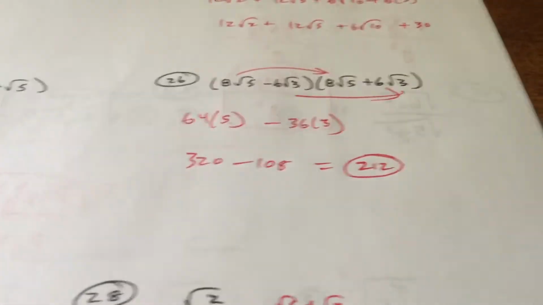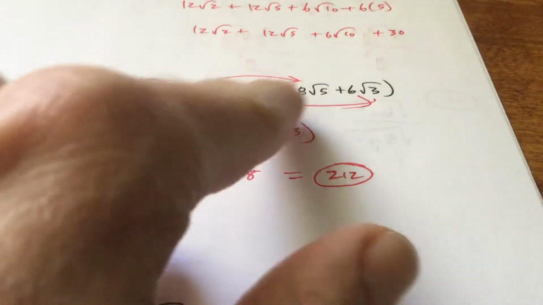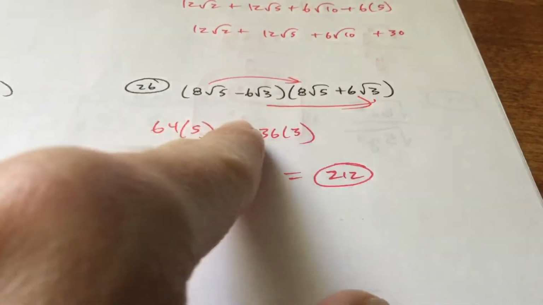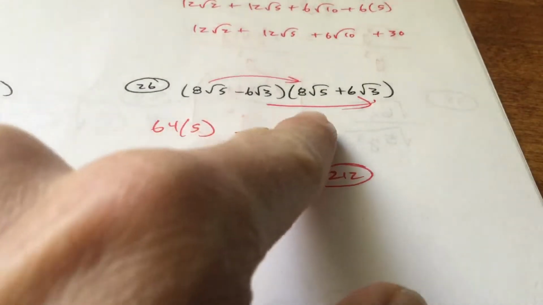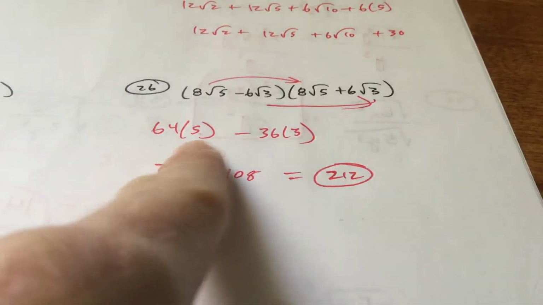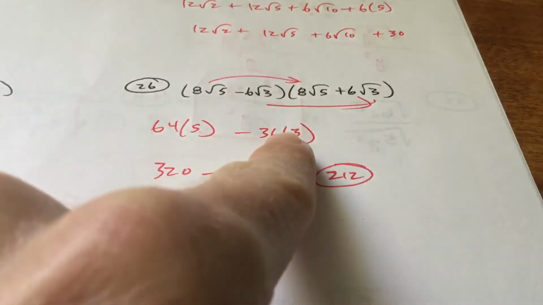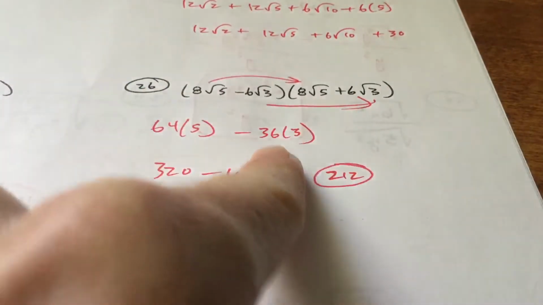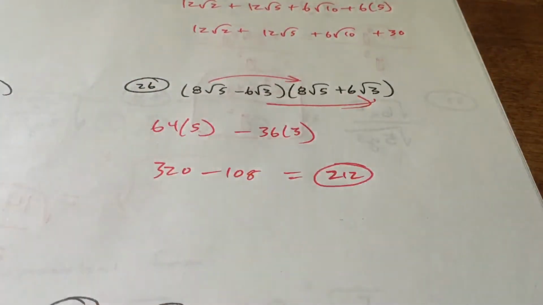Now conjugates on 26. X, X, Y, Y, plus, minus. So you just do the first part of the FOIL. 8 times 8 is 64. Root 5 times root 5 is just 5. Minus, because a negative times a positive is a negative. 6 times 6 is 36. Root 3 times root 3 is just 3.